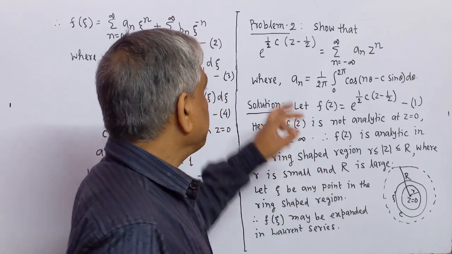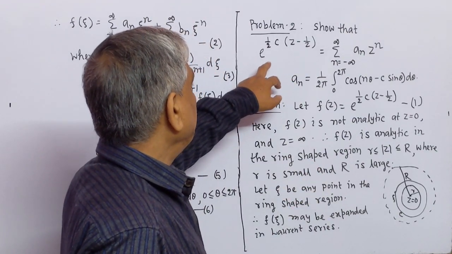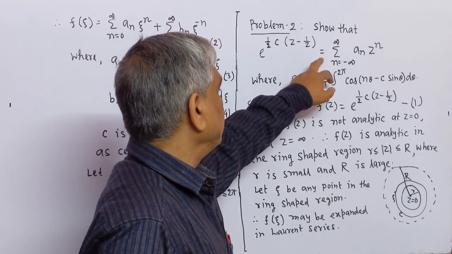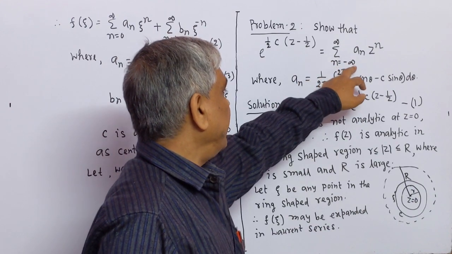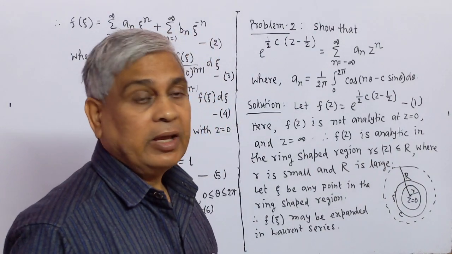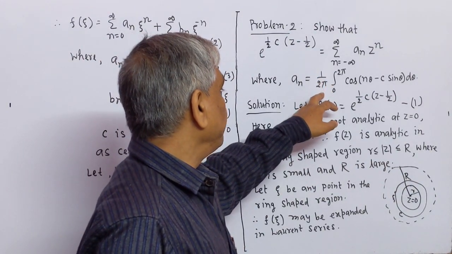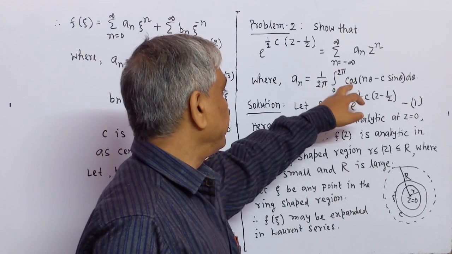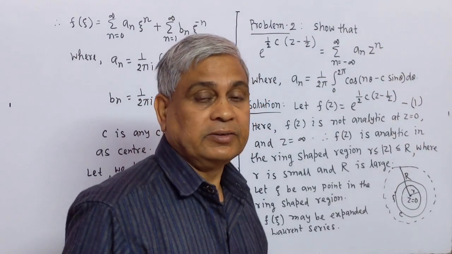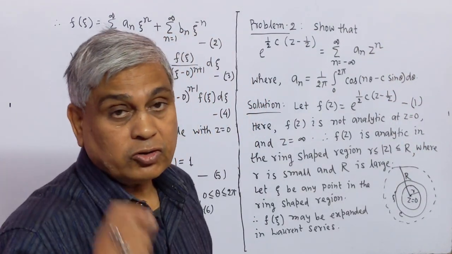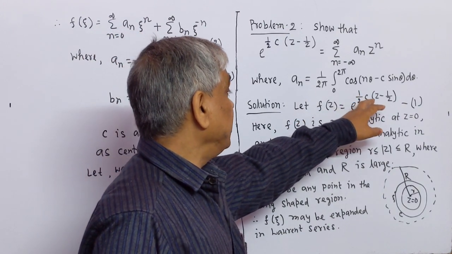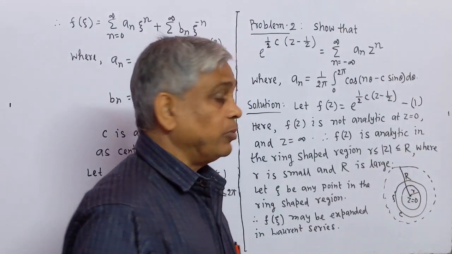Now we solve the next problem. The problem is e to the power half c(z minus 1 by z) equal to sigma n equal to minus infinity to infinity an z to the power n, where an equal to 1 by 2 pi integration limit 0 to 2 pi cos(n theta minus c sin theta) d theta. Now we solve this. Let function of z equal to e to the power half c(z minus 1 by z). This is number 1.